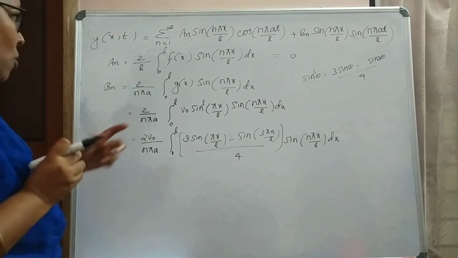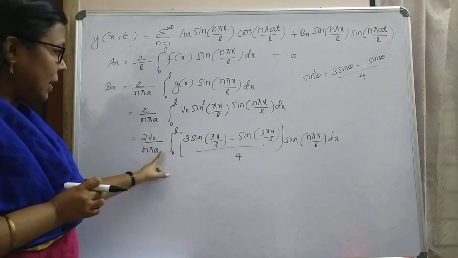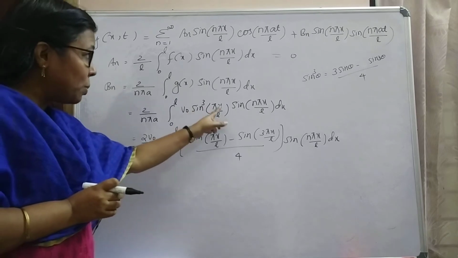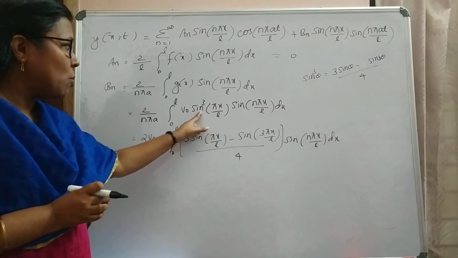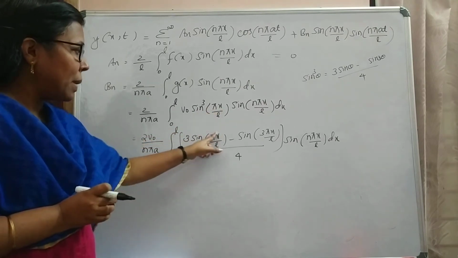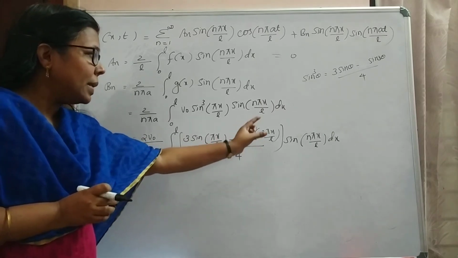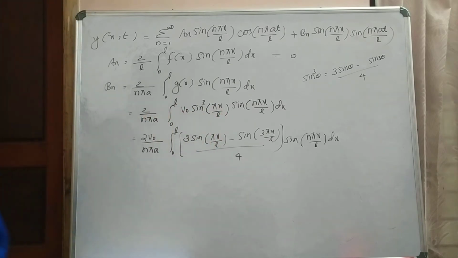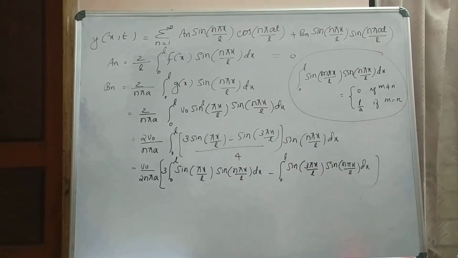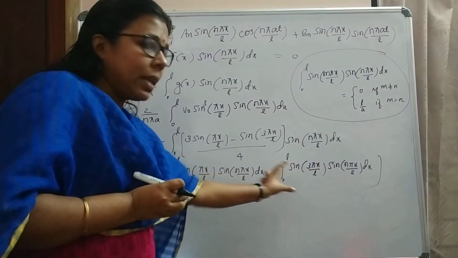Here v0 is a constant, it can be taken outside. That is 2v0 by nπa integral 0 to L. Then sin³θ is (3 sin θ minus sin 3θ) by 4. Therefore sin³(πx/L) is (3 sin(πx/L) minus sin(3πx/L)) by 4, times sin(nπx/L) dx. Now we have to separate this into two integrals by opening the brackets. By opening the bracket, we can write as two integrals like this.